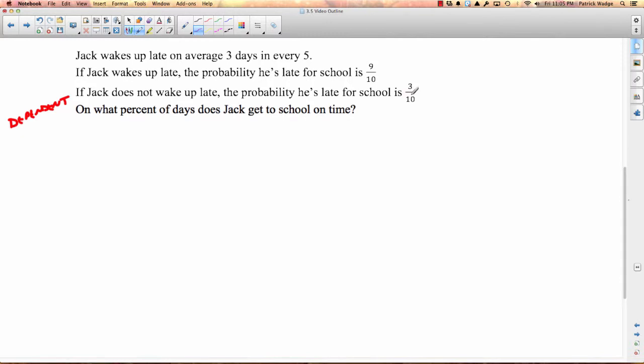That's still probable, isn't it? I know some of you do that. You don't wake up late, you wake up right on time, you still manage to come late for school. It's unbelievable. Anyway, on what percent of days does Jack get to school on time?